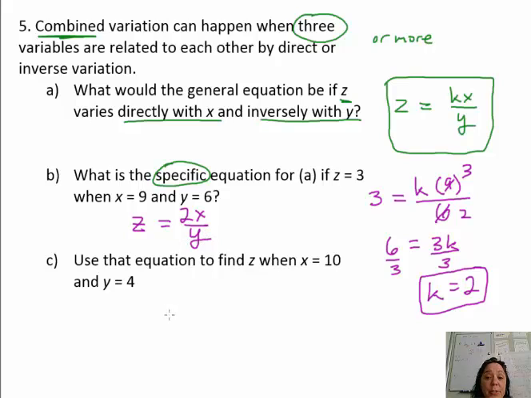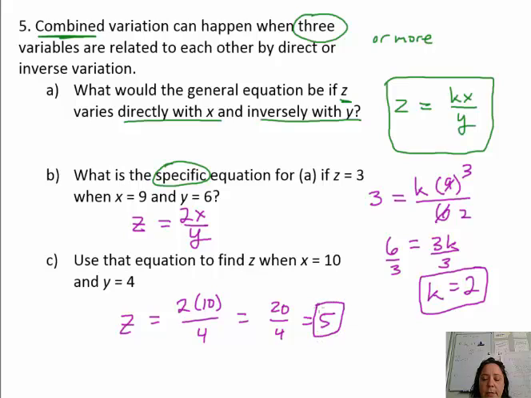Lastly, I'm being asked to use this equation to find z when x equals 10 and y equals 4. Now I just need to plug in. I have k is 2, I have 10 is x, and I have 4 for y. So z is 20 divided by 4 is 5. So z is equal to 5. And that completes my combined variation problem.